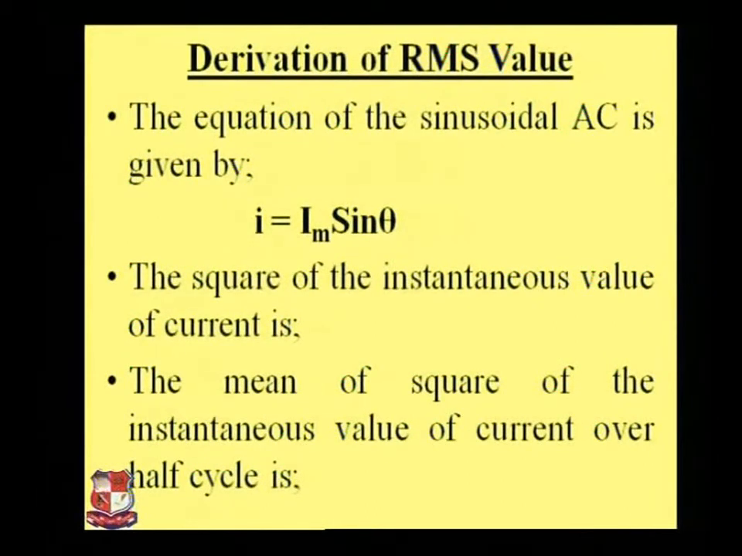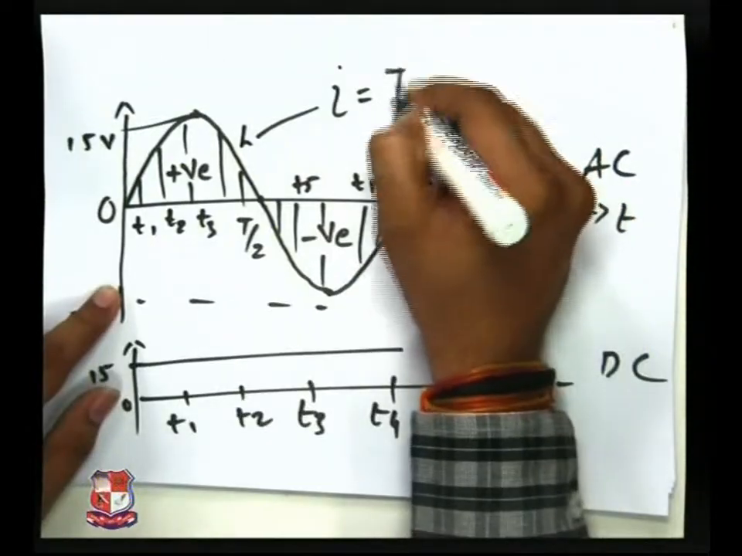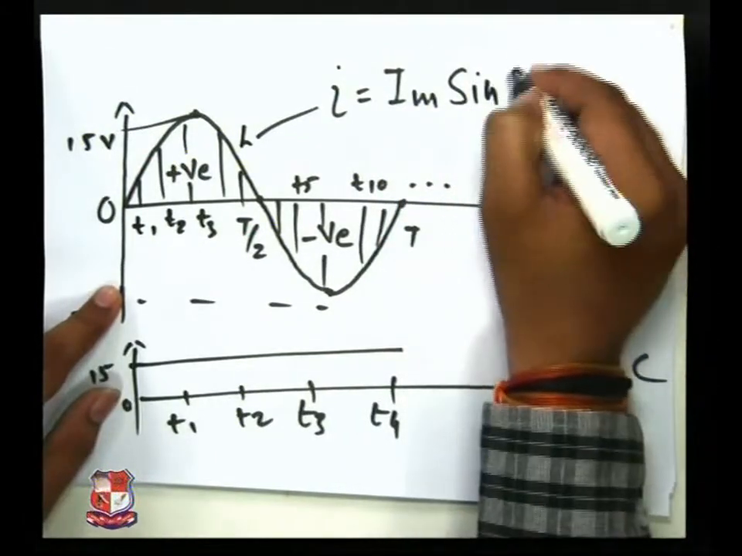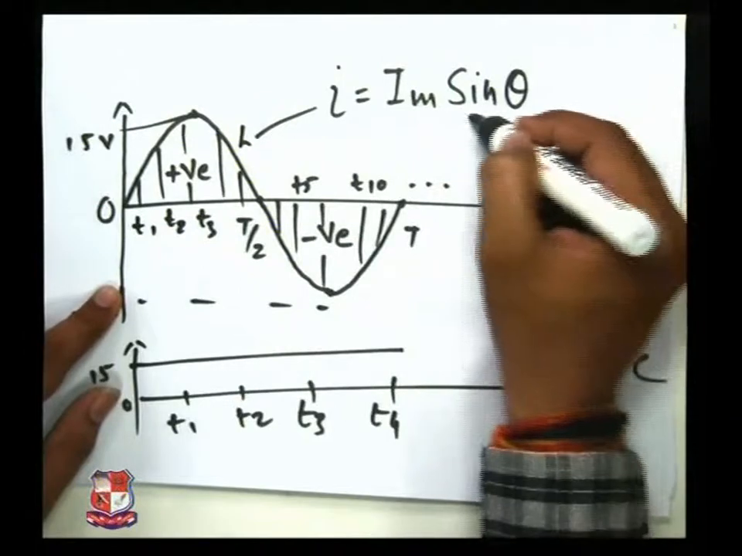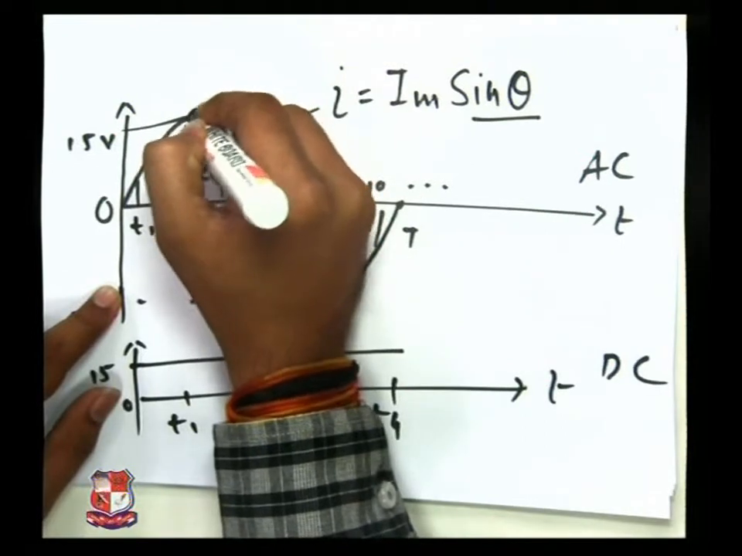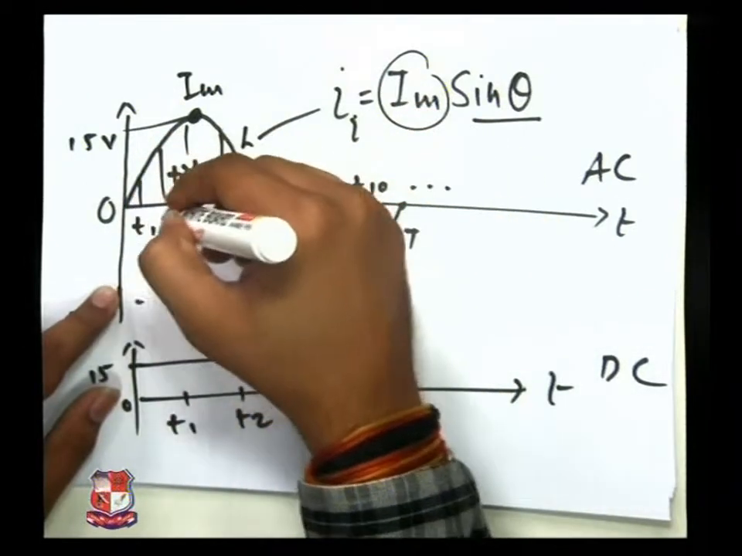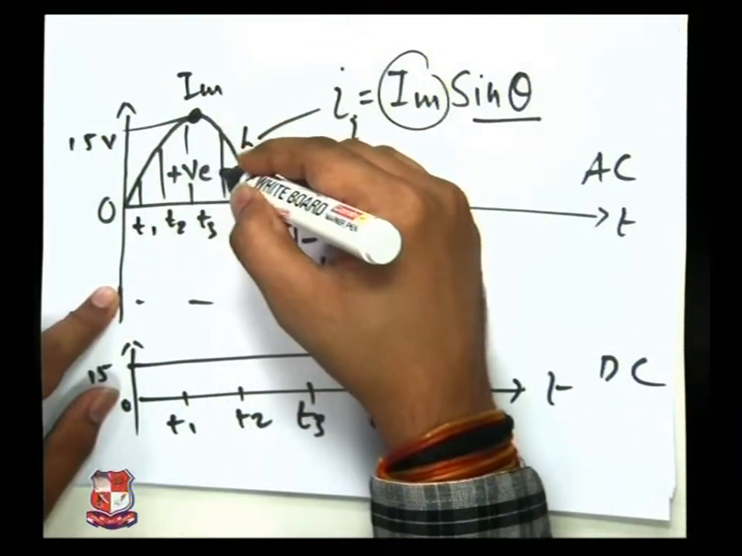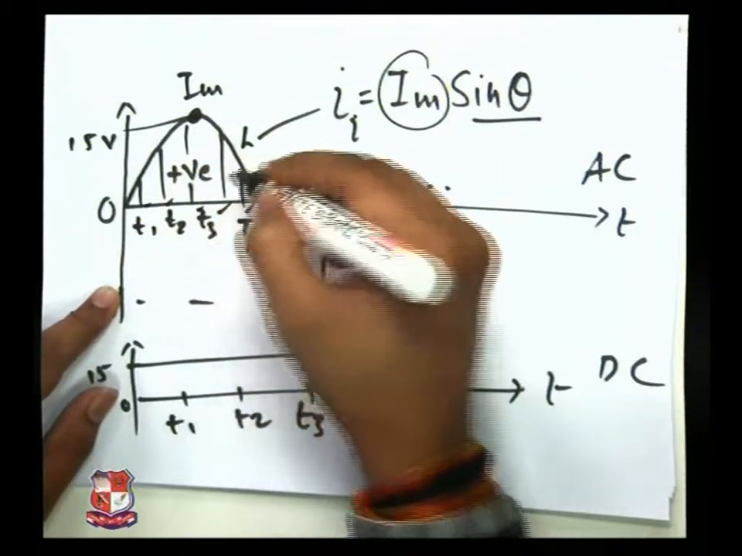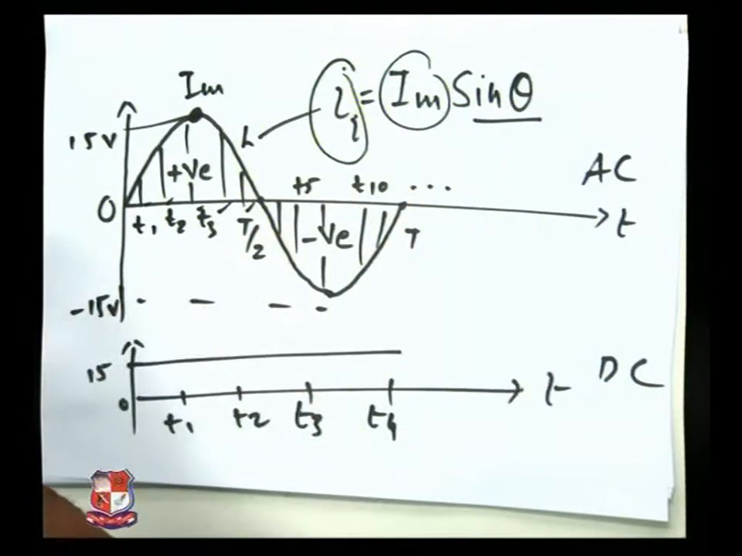Now, starting with the derivation of the RMS value. As we all know, the instantaneous current I is Im sine theta. This is a sine wave, so the equation is sine theta. Im is the maximum value of the current, and I is the instantaneous value. At any time interval, the value of the current changes at different instants, so that is known as I. So ultimately I equals Im sine theta.